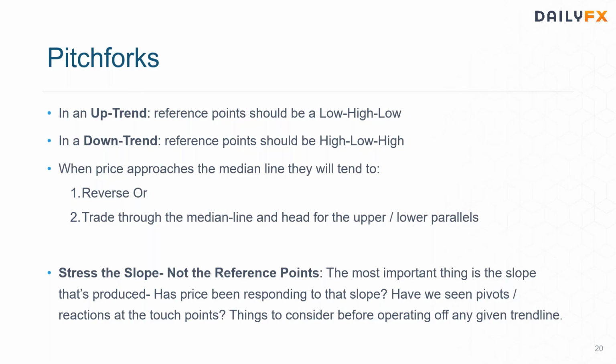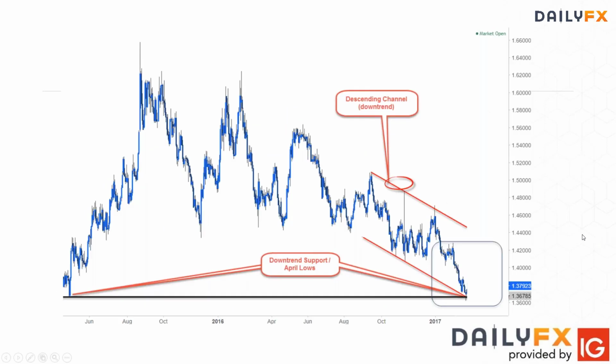As always, stress the slope, not the reference points. Sometimes it's not going to be the actual high, low, high, right? Sometimes it might be a secondary high or low. The main focus, guys, is that as price approaches that gradient, we're seeing inflection. We're seeing a price response. And that's all we're focused on when we're studying price action. So a couple of more examples, again, cherry-picked examples.